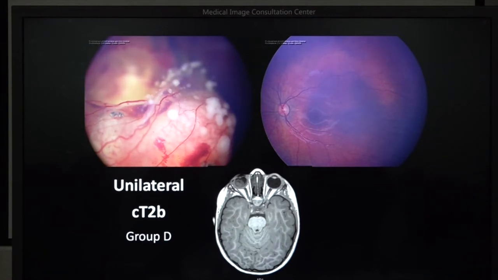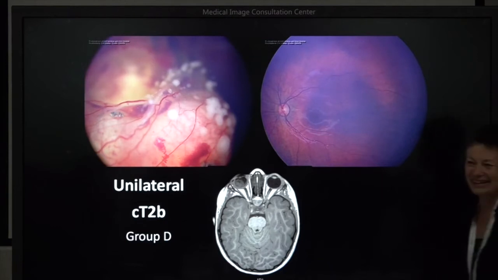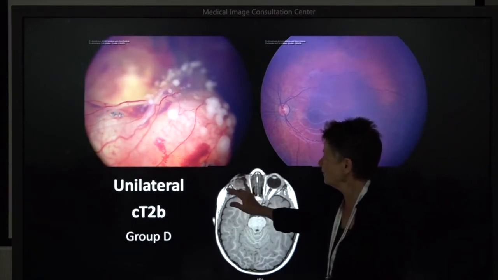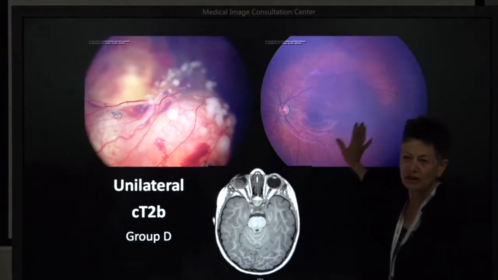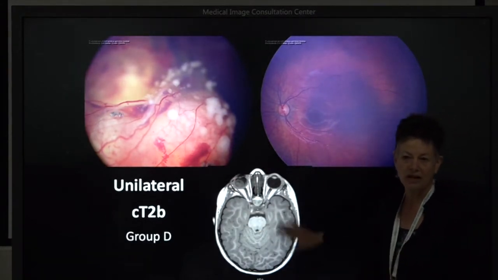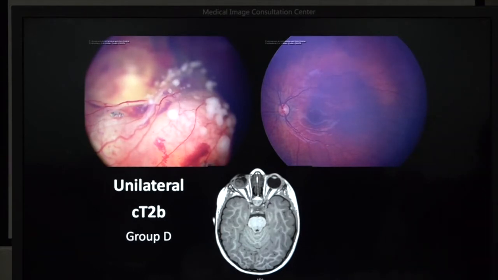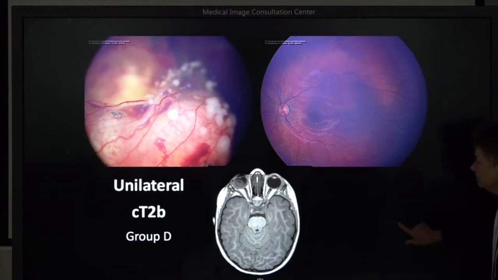Because we're in Toronto and we think there's risk of extension in this eye, though this eye is perfectly normal, we did not do intra-arterial chemotherapy. The parents were very happy to have the eye removed and know that was the best chance that the cancer was gone. That was the expectation.